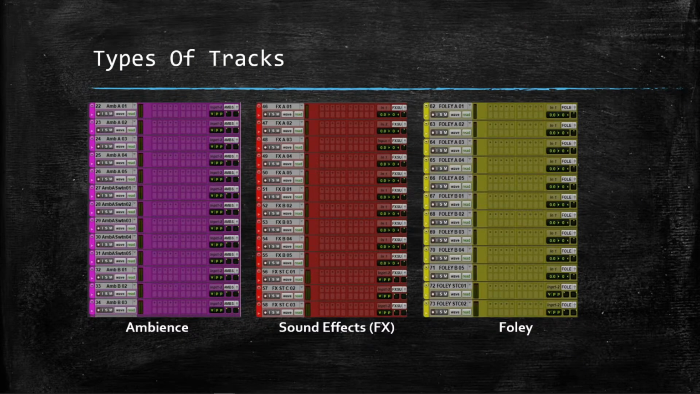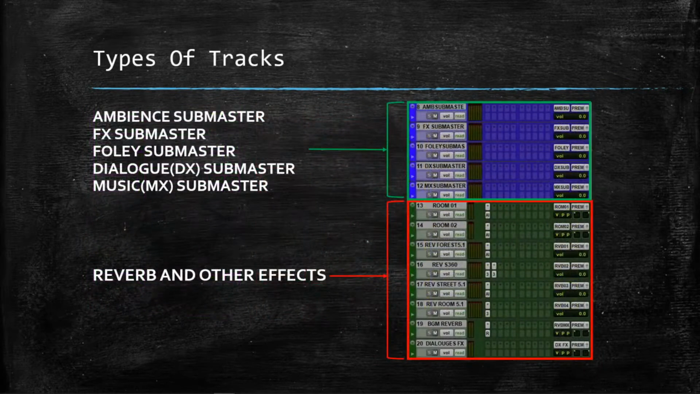So coming back, we have types of tracks. As you can see here, we have these number of tracks, and this is called reverb. We have initially 8, 9, 10, 11, 12. We have ambient submaster, the FX submaster, Foley submaster, dialogue, or also known as DX submaster, and music, which is also called as MX submaster.